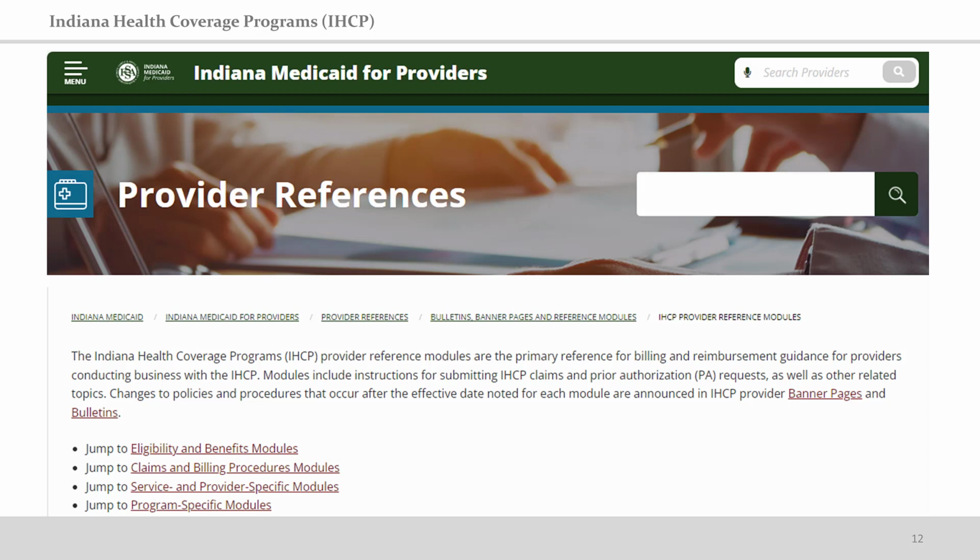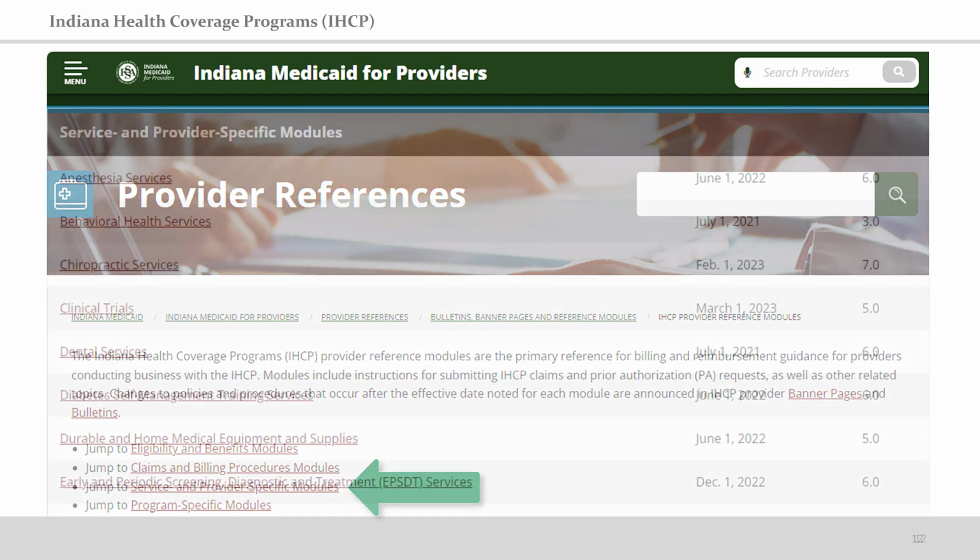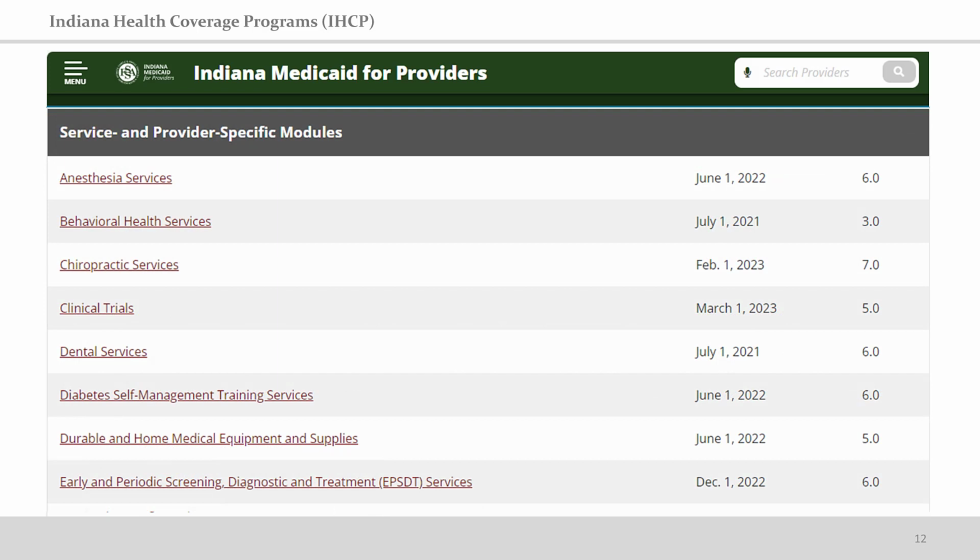Modules include instructions for submitting IHCP claims and prior authorization requests, as well as other topics. If you would like to review all of the resources related to service and providers, select the Service and Provider Specific Modules link. You will find a library of documents related to that topic. It is critically important to review both the provider reference modules and the bulletins on a regular basis.